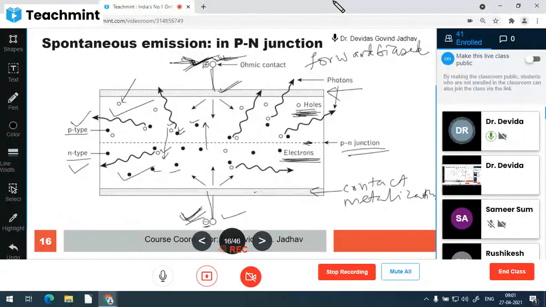As these holes and electrons recombine, that means the electron jumps into the empty covalent bond, there is emission of a photon. So all the electron-hole recombinations emit photons, and these all are photons.